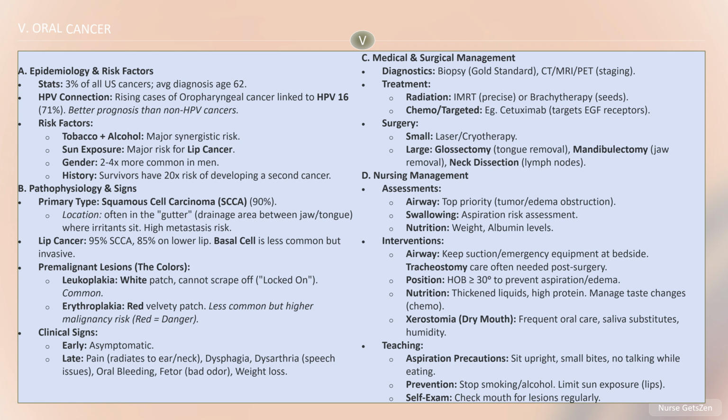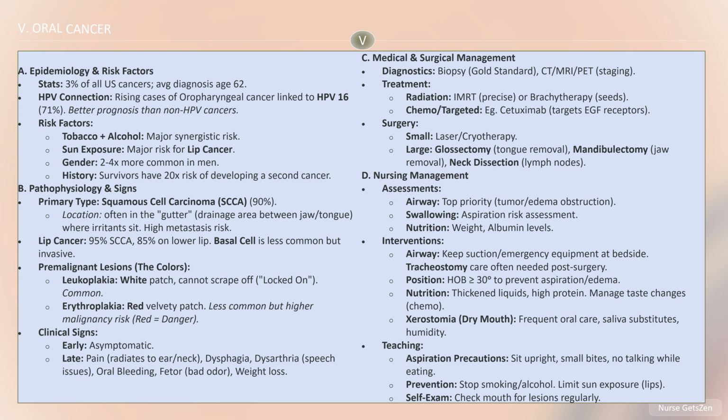Nursing management, airway management, so keep emergency equipment at the bedside. Aspiration precautions: assess swallowing, provide thickened liquids, and elevate the head of bed at least 30 degrees. Oral care: provide frequent oral care to manage xerostomia, dry mouth, and reduce infection risk. Administer steroids to decrease oral edema, and medication to manage pain and other symptoms.